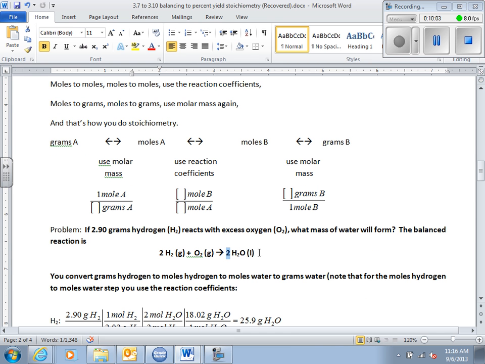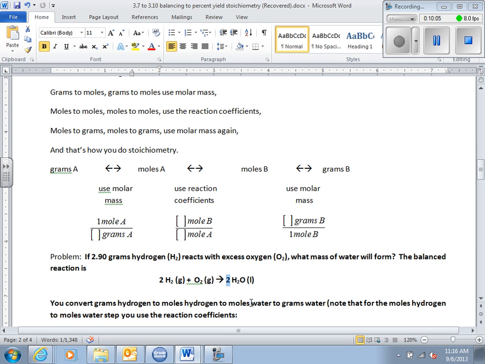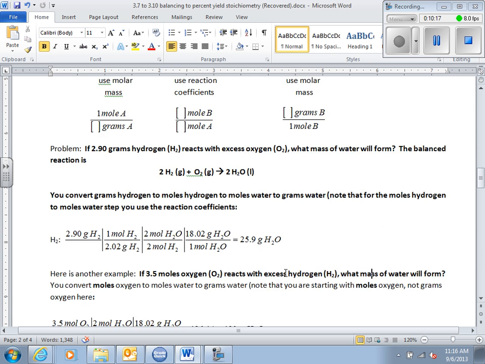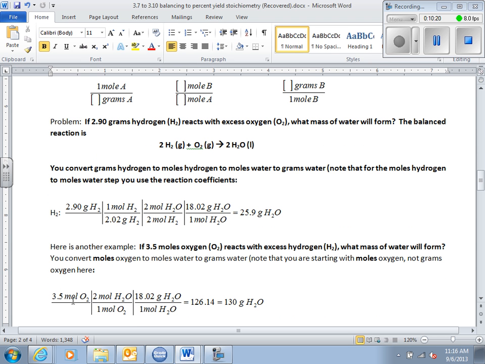Now this problem is starting at moles. We're starting with moles of oxygen, and we're trying to get to grams. Mass is grams. You should make a note for yourself. Mass means grams. So, starting with our moles. Moles to moles. Use the reaction coefficients. So, oxygen has a 1 right there. We don't write the 1s. We don't have to. And water has a coefficient of 2.